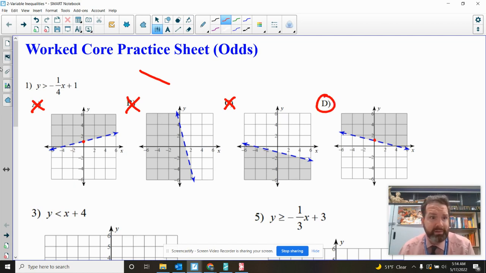So what did I check? I first checked the inequality, to make sure that we had a dashed line with the shading above the line. Then look at the linear equation, check the y-intercept, and then the slope. We knew it was supposed to be a negative, going down as you look at it from side to side.